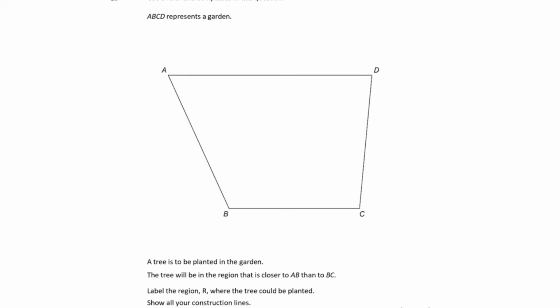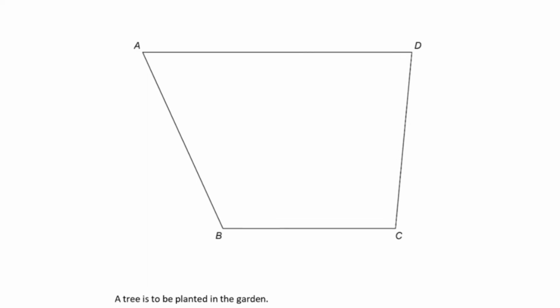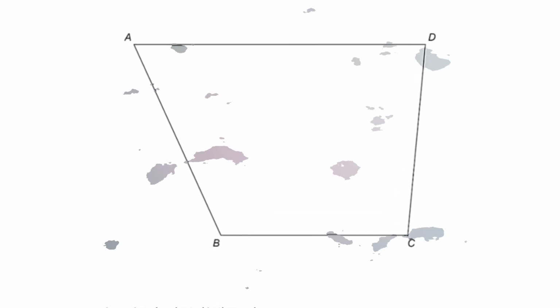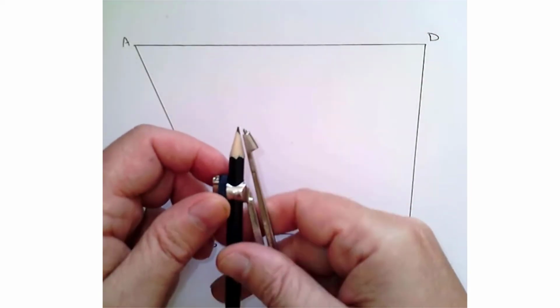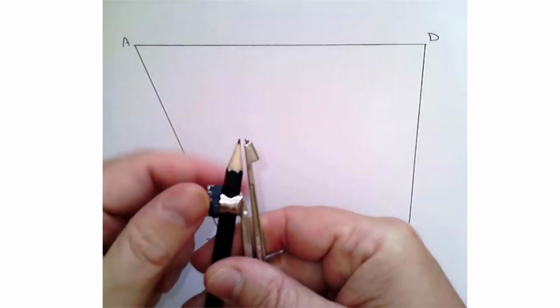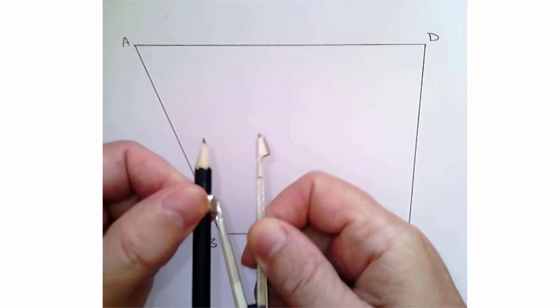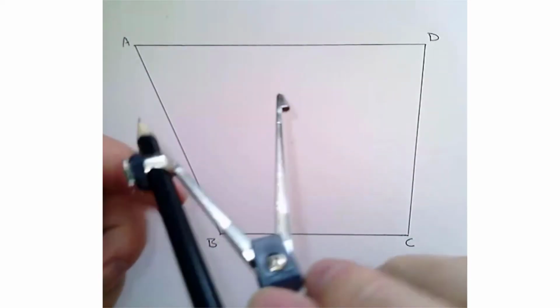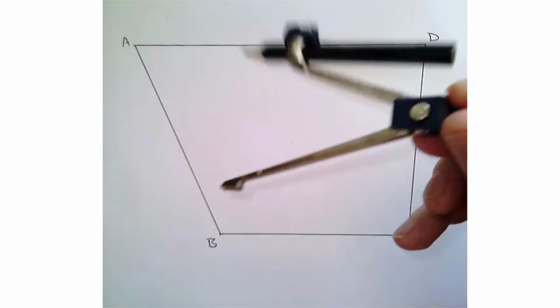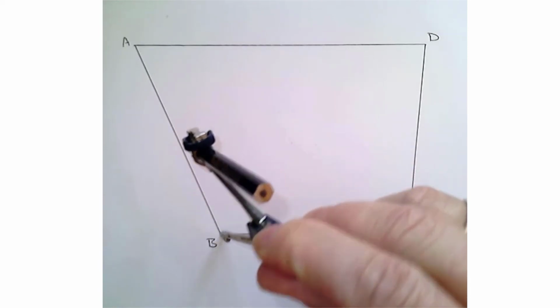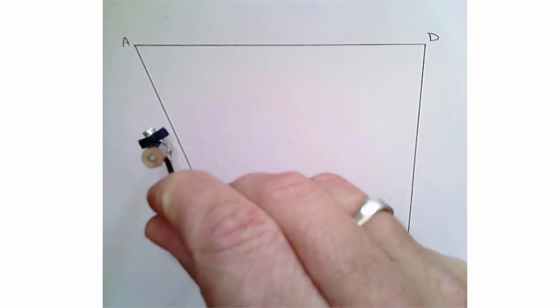Okay, so first off, with construction questions like this, we're going to use a pair of compasses. When you're setting up your pair of compasses, make sure you've got a nice short pencil and that your pencil tip and the tip of the compass are in the same place. Now, the locus of points that is equidistant from two lines, AB and BC, is an angle bisector.